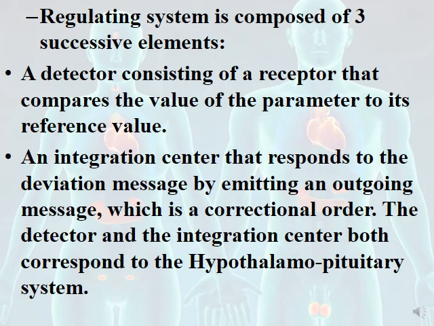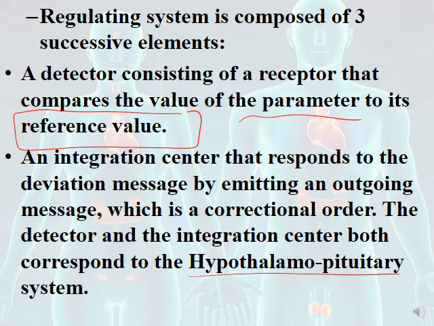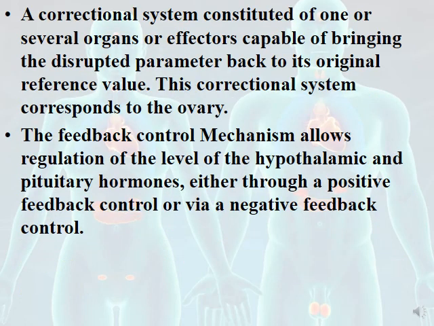The regulating system is composed of three successive elements: a detector consisting of a receptor that compares the value of the parameter to that of the reference value, and an integration center that responds to the deviation message by emitting an outgoing message, which is a correctional order. The detector and the integration center both correspond to the hypothalamic pituitary system.